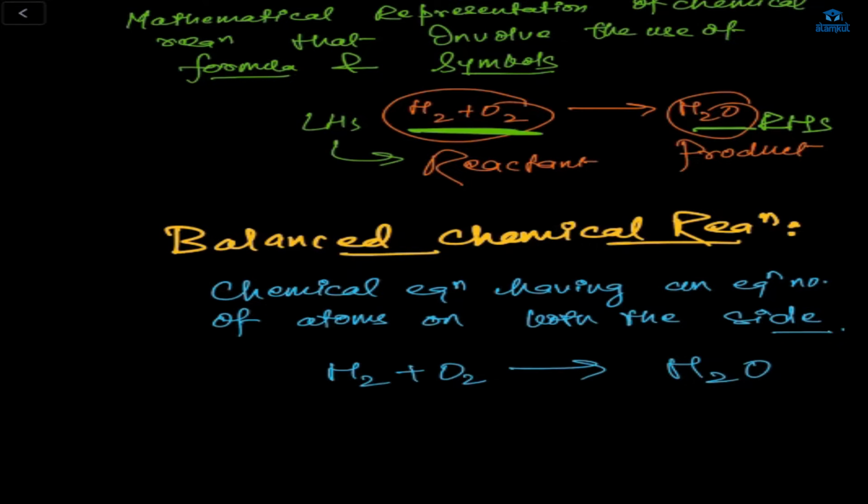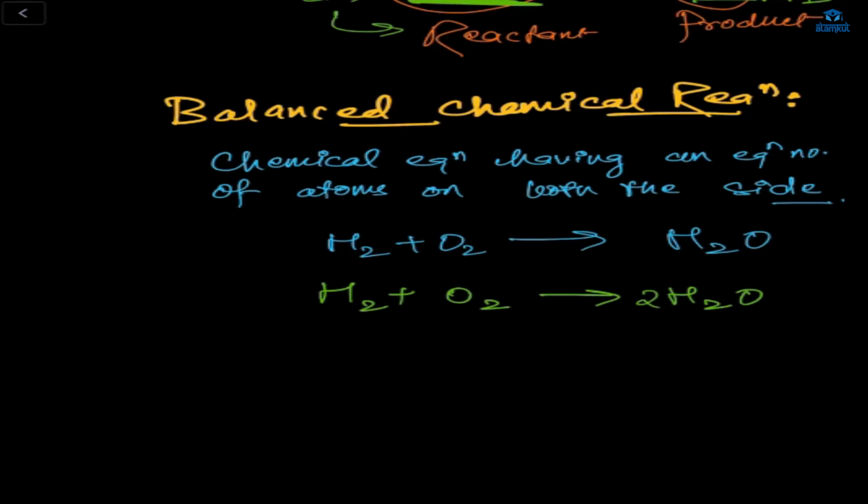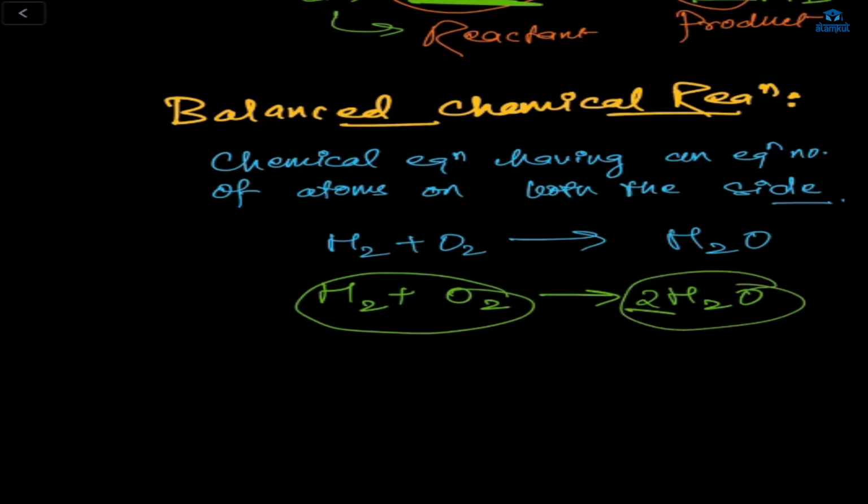How to balance this? Anyone know? Okay, first let me write it like this. H2 plus O2 gives H2O. Now we have to balance this, because in H there are 4 atoms here and only 2 atoms there. So what can we add to either the LHS or the RHS? How to balance this equation? It's a very simple reaction which I'm taking.